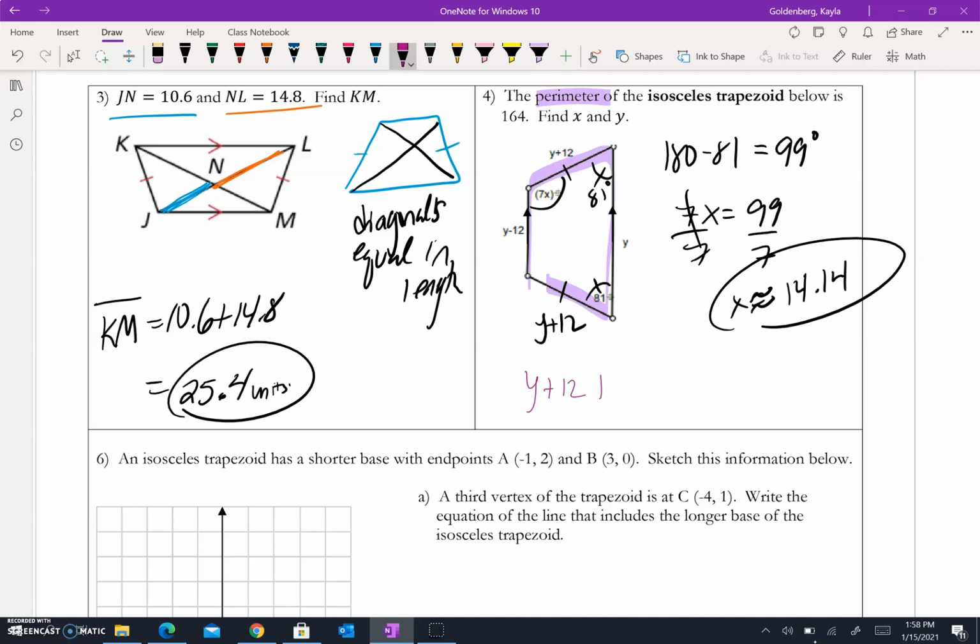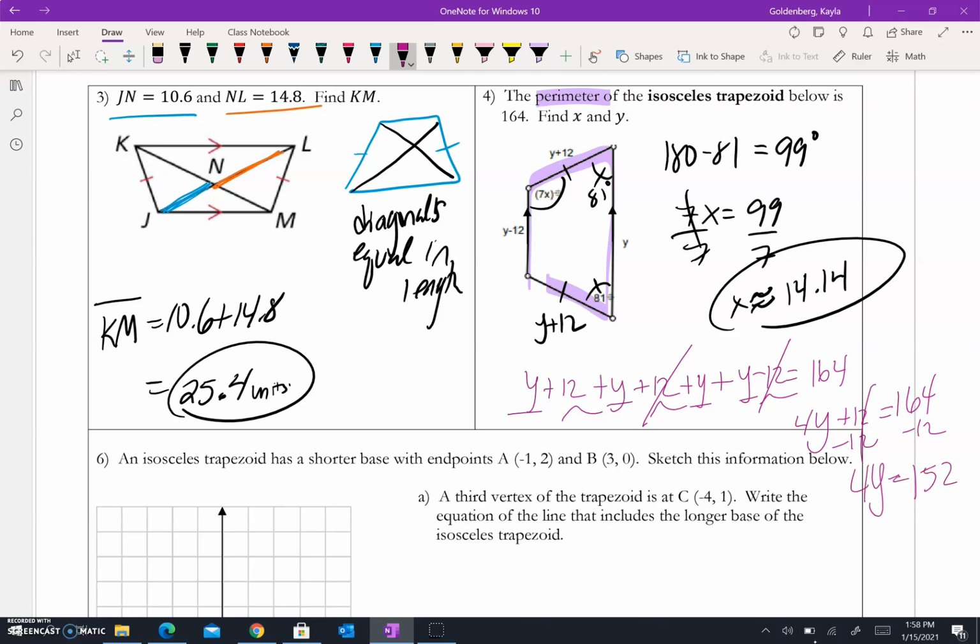y plus 12, another y plus 12, because they're the same. The one base is a y and the other base is a y minus 12. That all combines to be 164. I'm going to put all my like terms together, my y's and my 12's. Looks like I've got 4 y's. These 12's are going to make a 0, so I'm just going to make it 4y plus 12 is equal to 164. Subtract 12 on both sides, and you've got 4y is equal to 152.